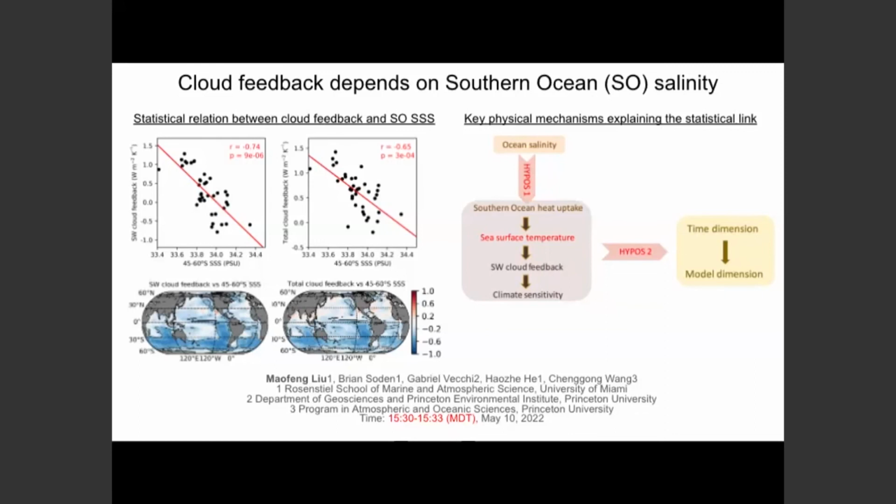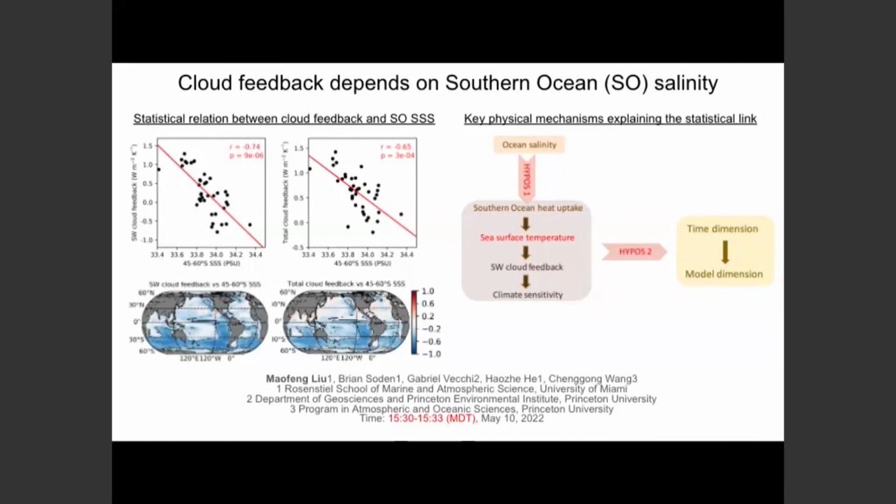The figure on the right we use to help understand why there's such a statistical link between the two. We start with the ocean salinity. The idea is that the Southern Ocean salinity is a dominant factor determining the ocean stratification or ocean density in that region, and that will drive the model's difference in ocean heat uptake there.